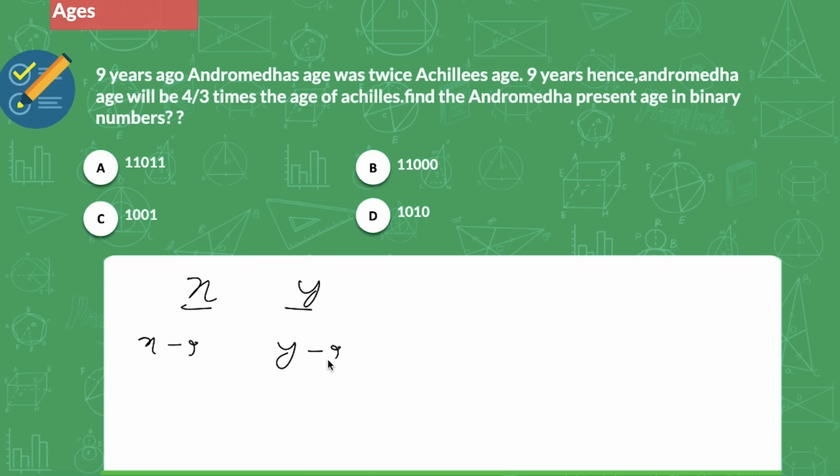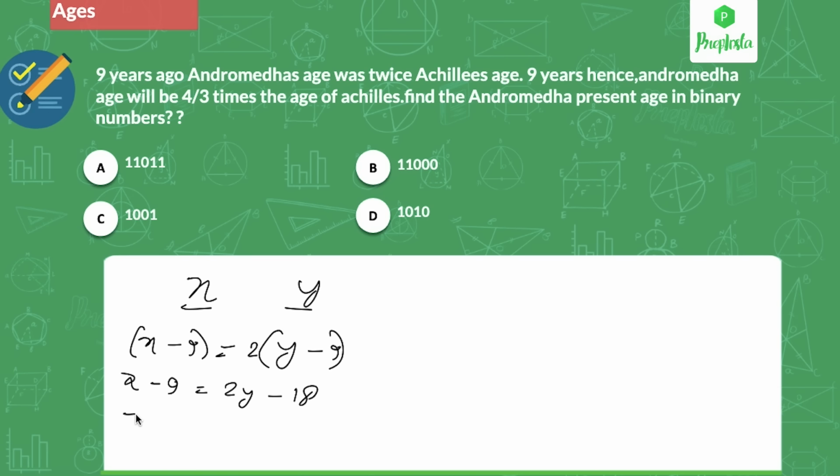Andromeda's age was twice Achilles' age 9 years ago, right? So that means to equate this, I have to multiply 2 with the age of Achilles. So that is X minus 9 is equal to 2Y minus 18, which gives me X minus 2Y is equal to minus 9. The first equation from here.